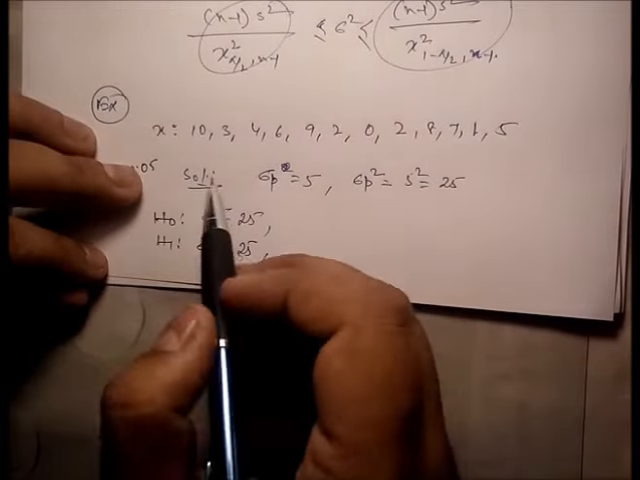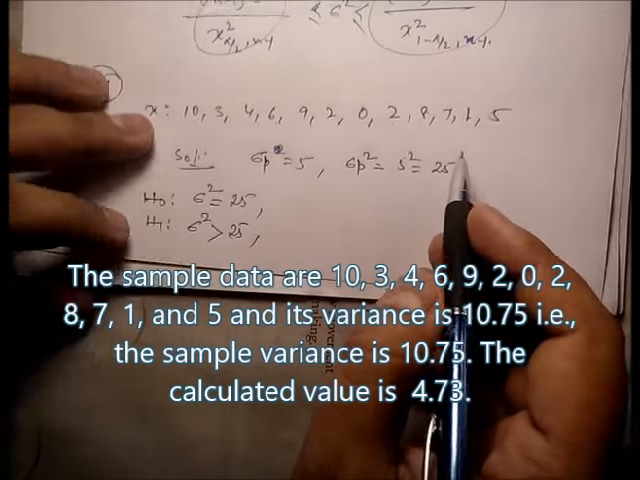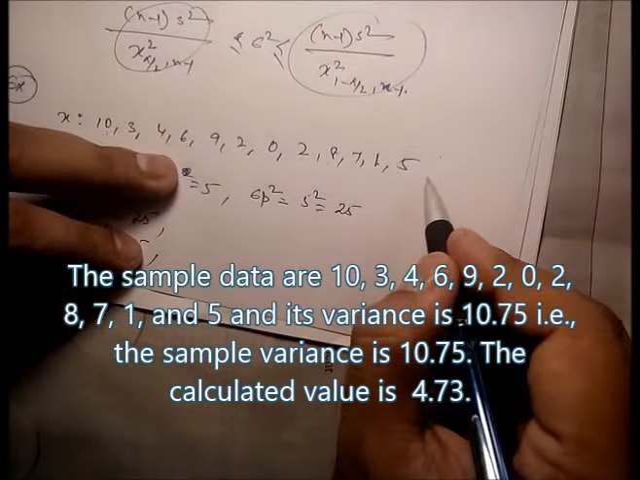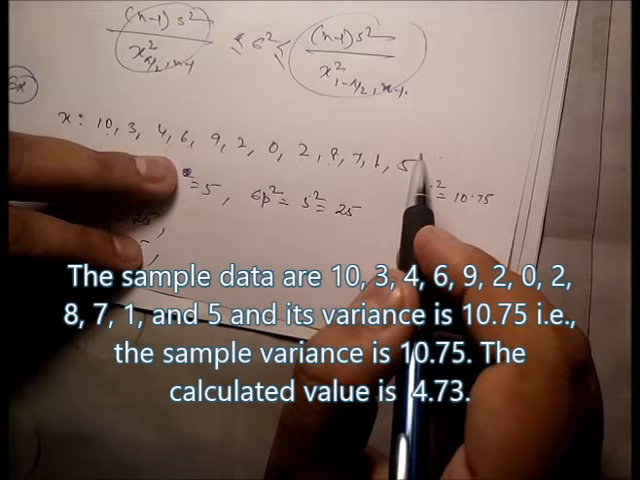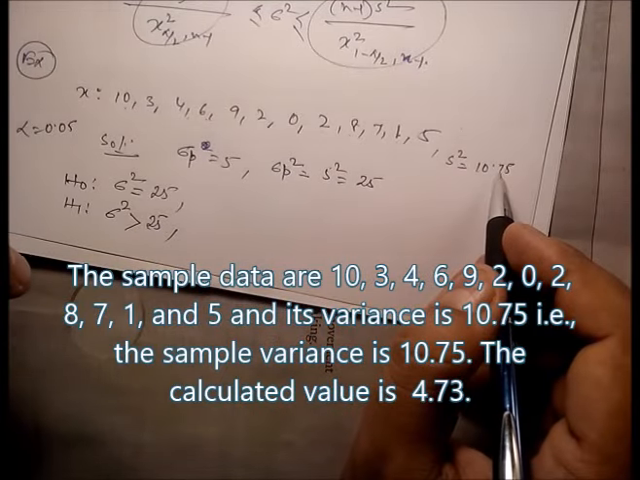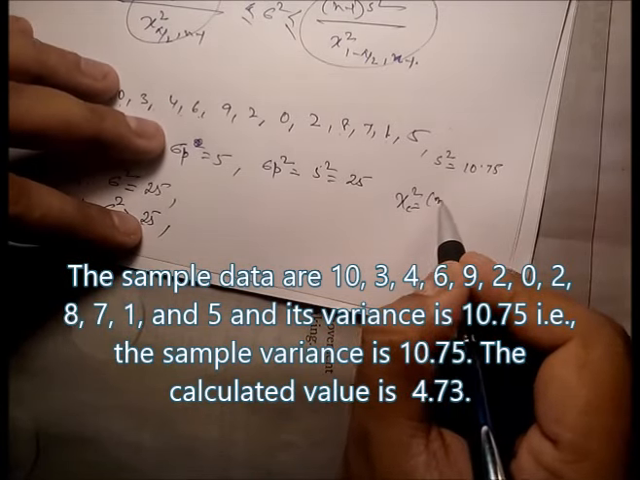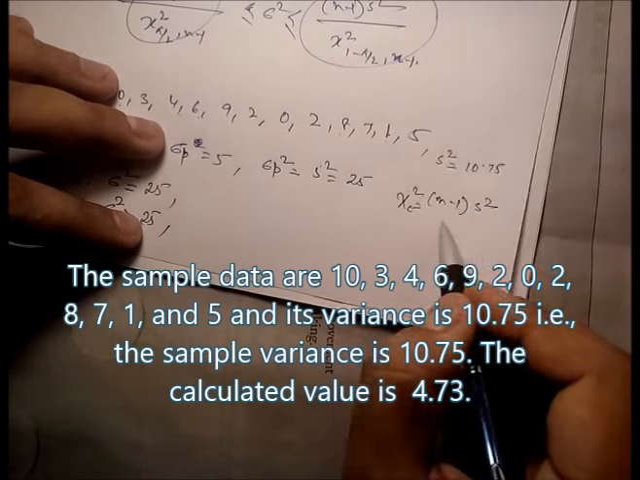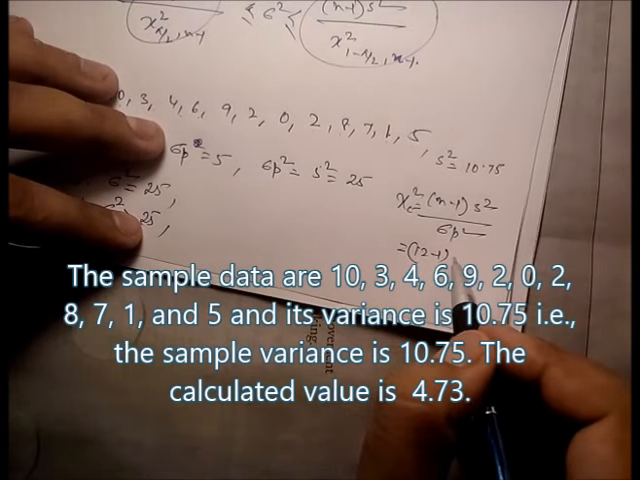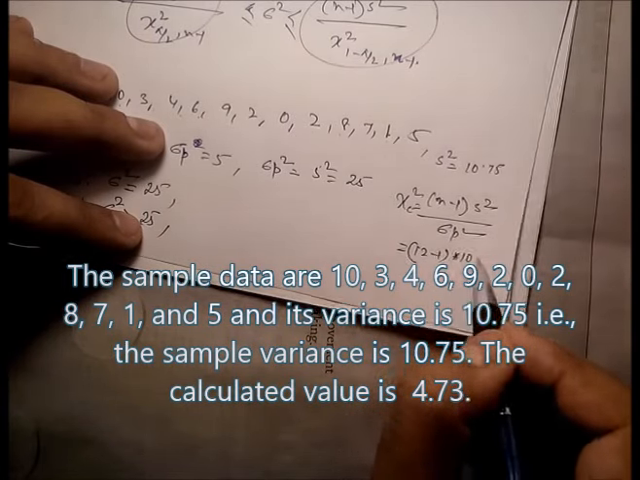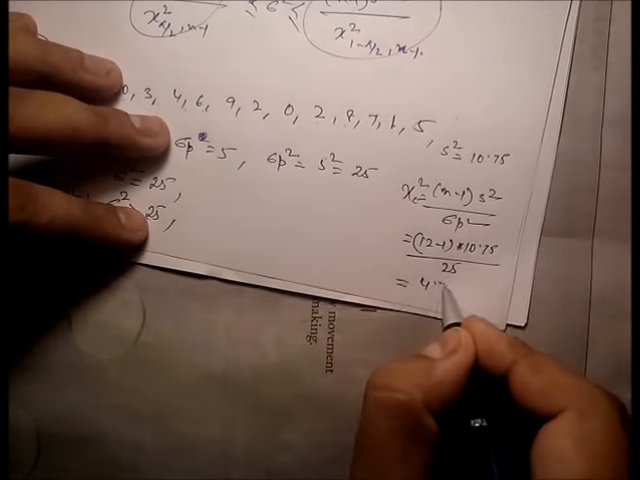Now the sample data are 10, 3, 4, 6, 9, 2, 0, 2, 8, 7, 1, 5. If you calculate the variance, the sample variance is 10.75. The calculated value is (n minus 1) s squared divided by sigma squared. So n is 12 minus 1, s squared is 10.75, sigma squared is 25. The answer is 4.73.